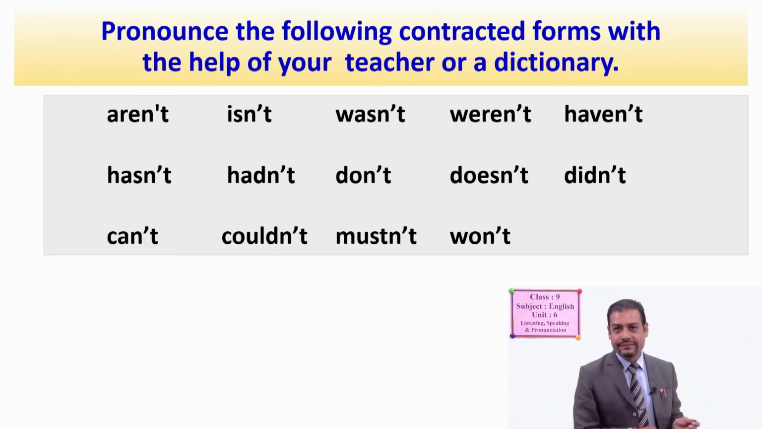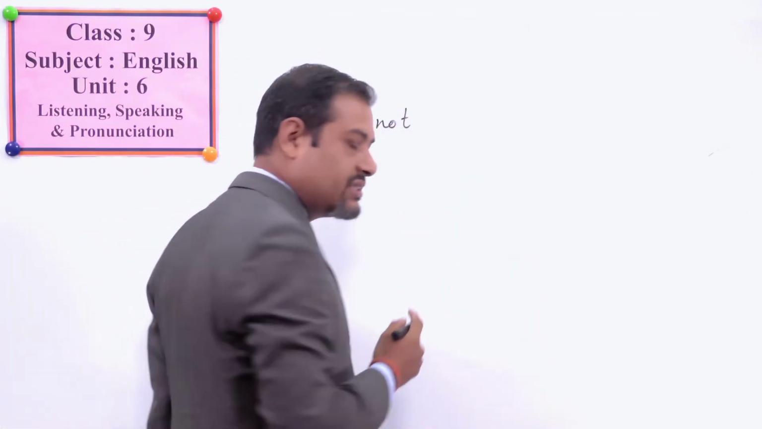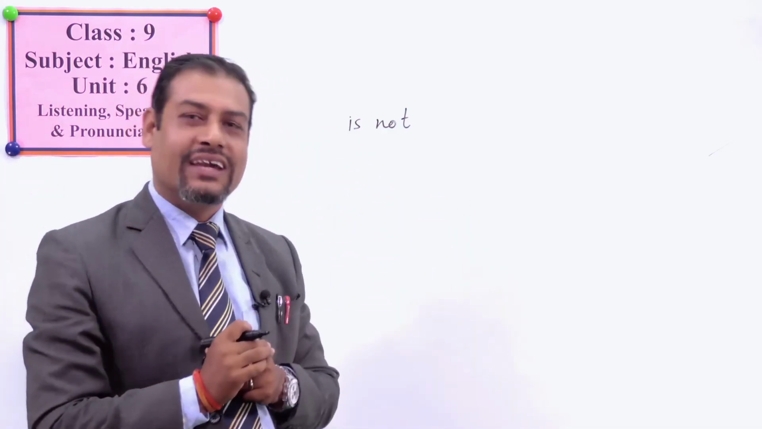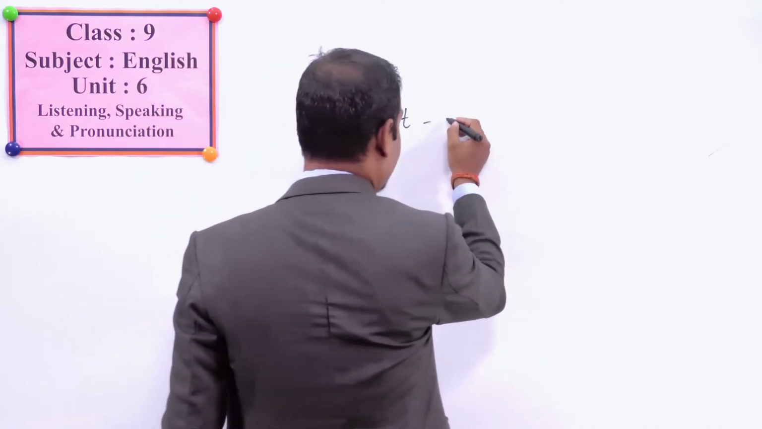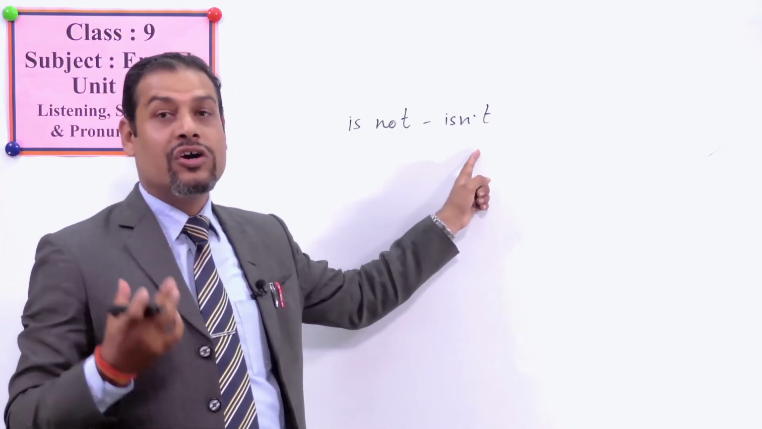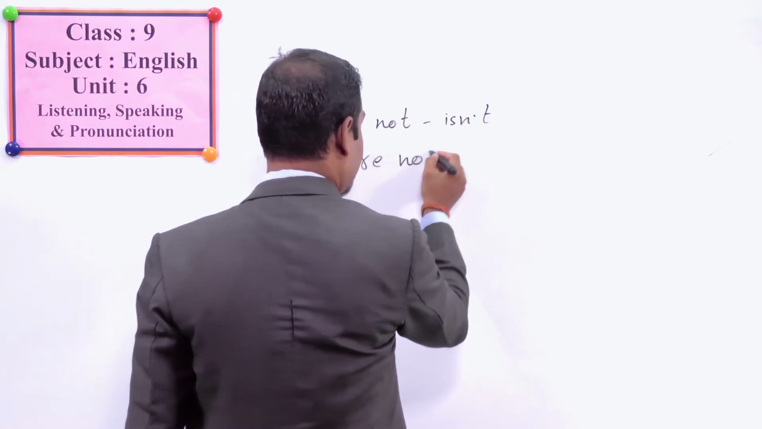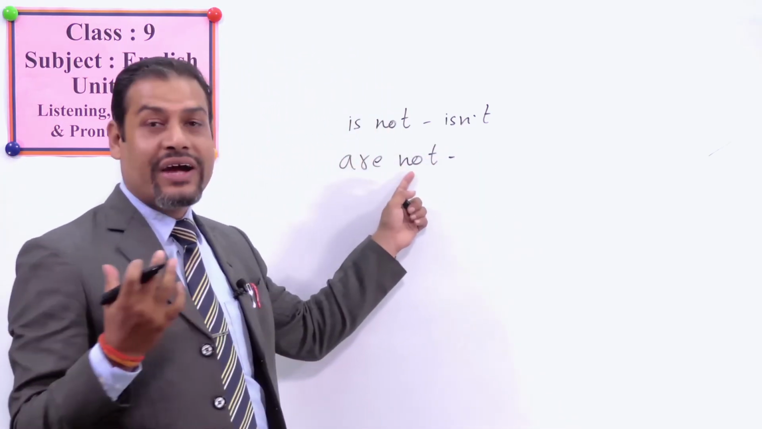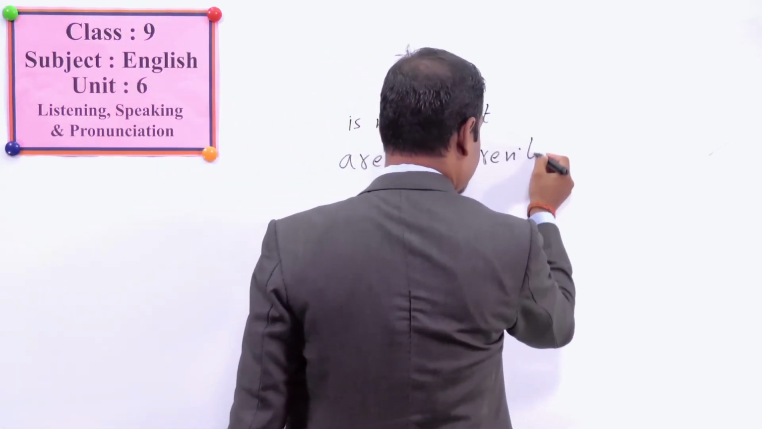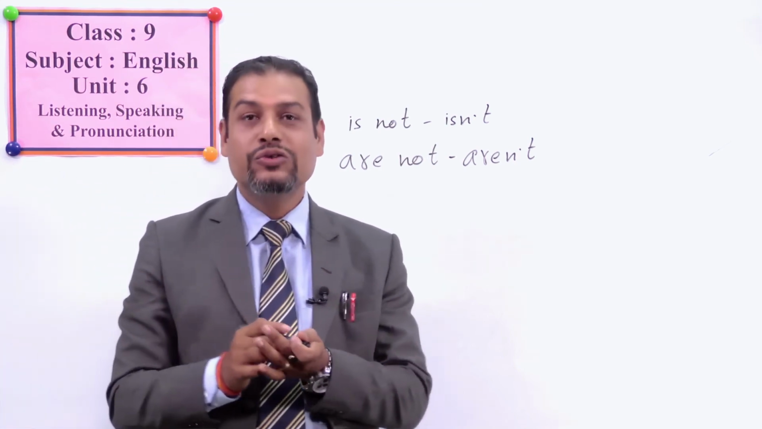Can you tell me? For example, if I write down here "is not", now how do you make it a short form? How do you contract it? Can you tell me? All right, you can write down isn't. This is the contracted form, the contraction of the words. If I write down here "are not", how do you make it a contracted form? All right, you can say aren't, okay?